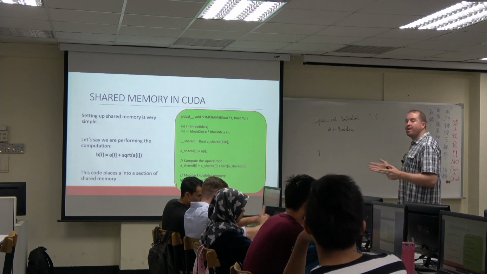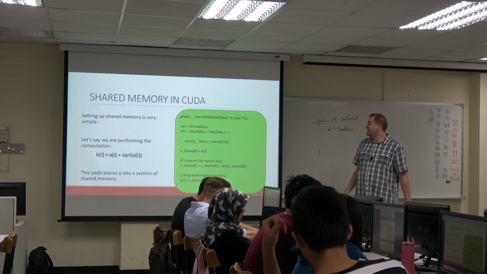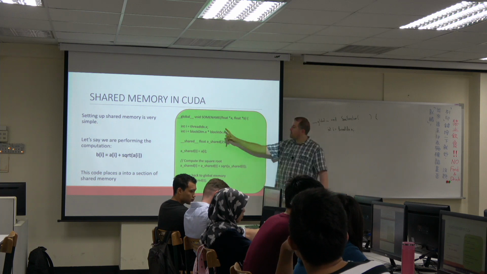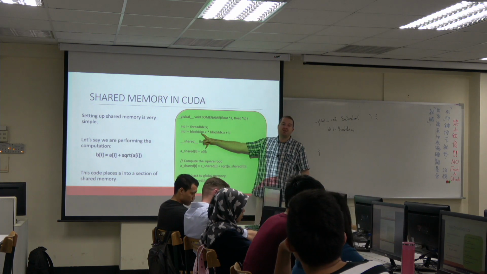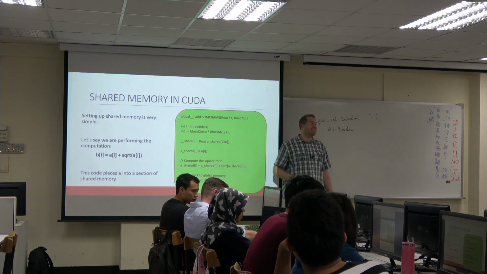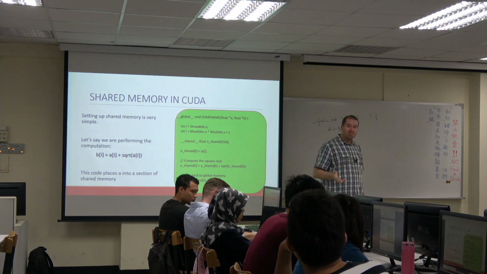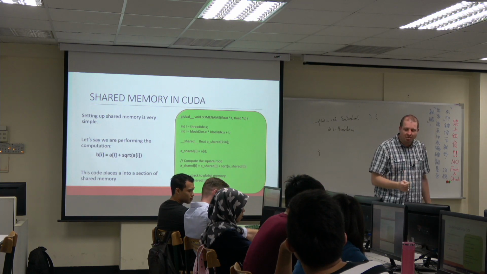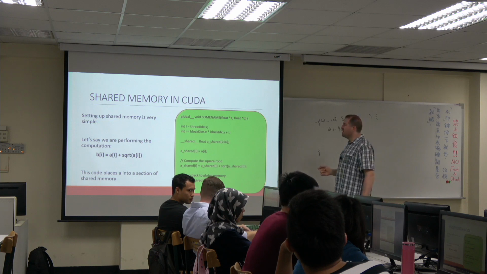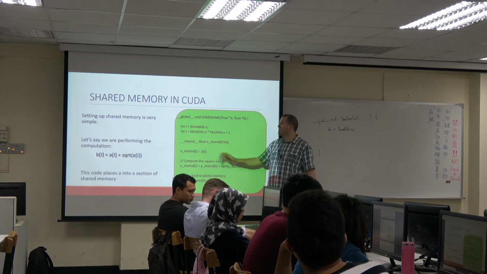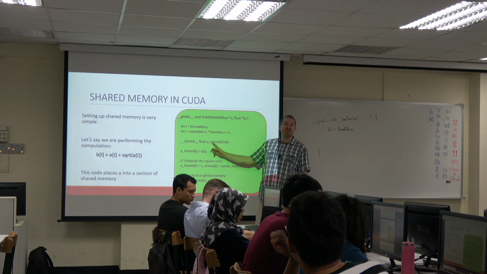So, how much shared memory do we need to allocate? In this case, blockDim.x. We need blockDim.x because blockDim.x contains the number of threads per block in our problem. But there's a problem here. Here is our shared memory. How do we know that this variable is shared?